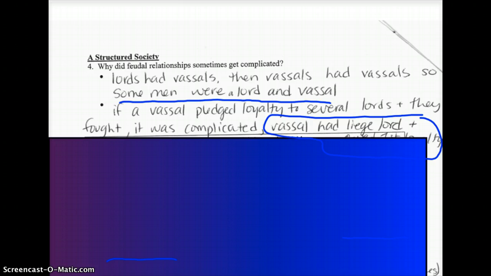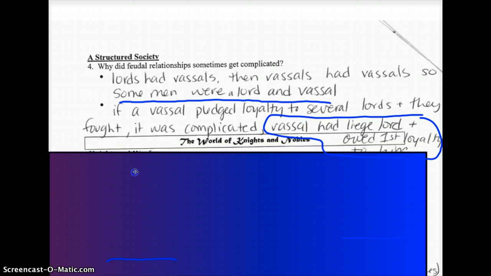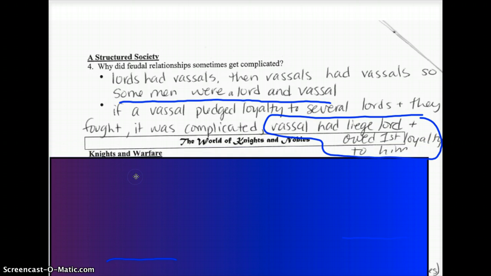The other thing is that if a vassal pledged loyalty to several lords and then they got in a little squabble, it was complicated. But a vassal usually had what was called a liege lord, and that's over here. Highlight it. A liege lord. And that's who he gave his first loyalty to. So you kind of had your number one lord that you owed loyalty to first.